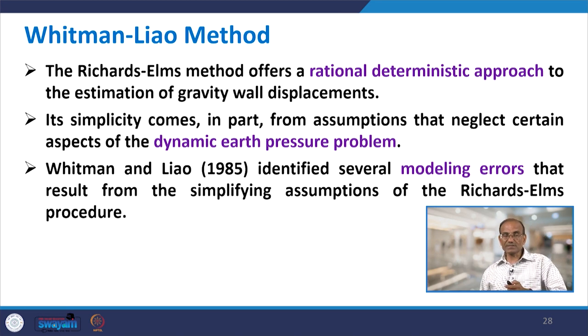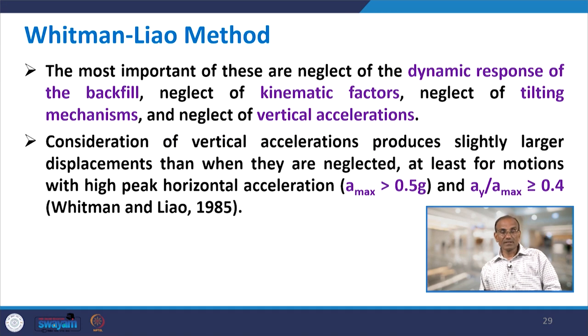So some errors in the Richards-Elms method have been overcome by Whitman and Liu. The most important of these are neglect of the dynamic response of the backfill, neglect of kinematic factors, neglect of the tilting mechanism, and neglect of vertical acceleration. So many things have been neglected in the case of the Richards-Elms method.